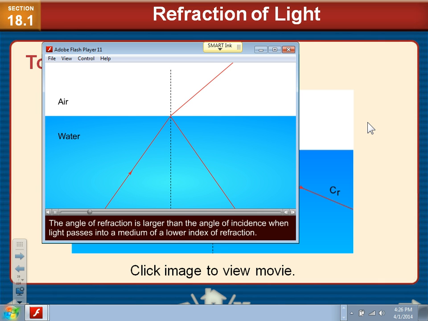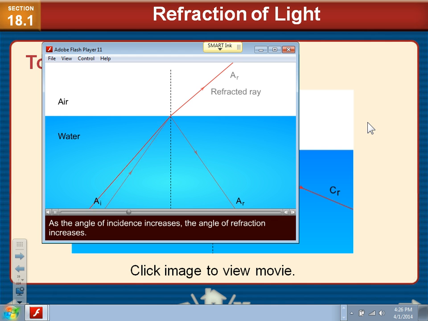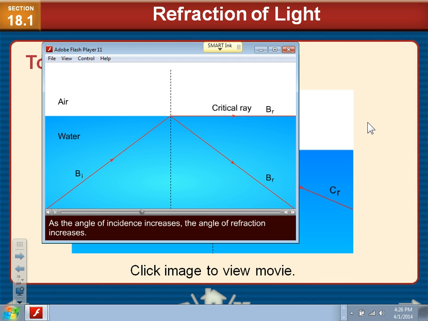Okay, so the light's coming from the bottom. The angle of refraction is larger than the angle of incidence when light passes into a medium of a lower index of refraction. As the angle of incidence increases, the angle of refraction increases. At a certain angle of incidence, known as the critical angle, theta c, the refracted light ray lies along the boundary of the two media.